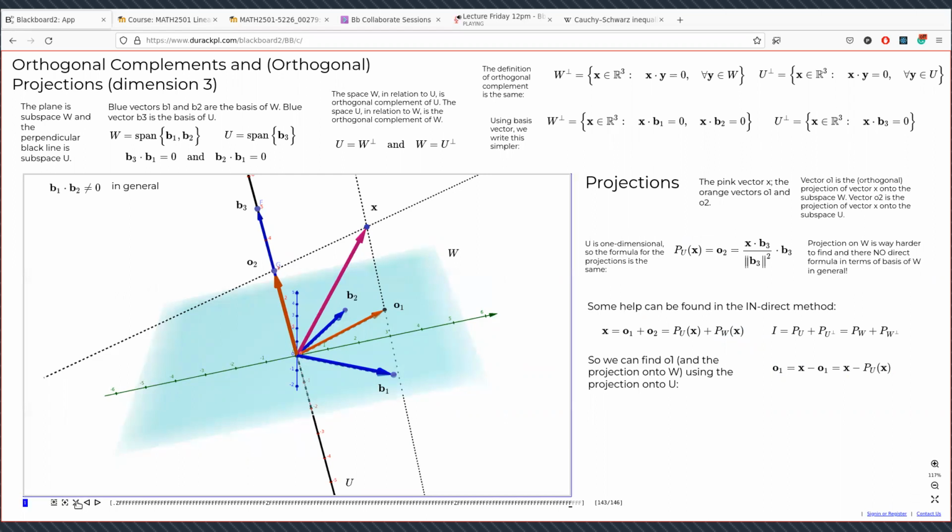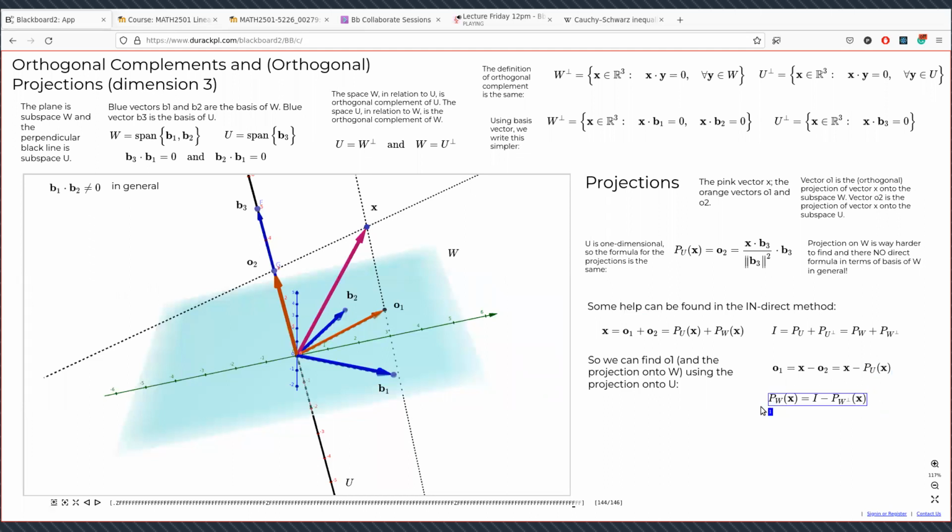We'll get to this. Oh, yes, Julia, please go ahead. Sorry, is that supposed to be O1 equals X minus O2? Yes, it's supposed to be exactly that. Thank you, Julia. Yes, this is my indirect method.